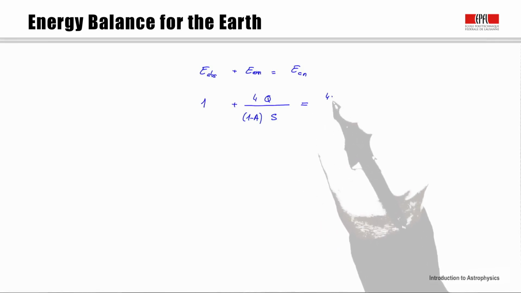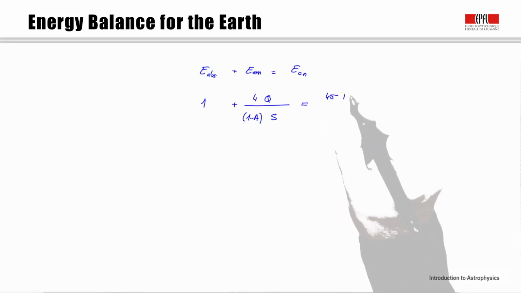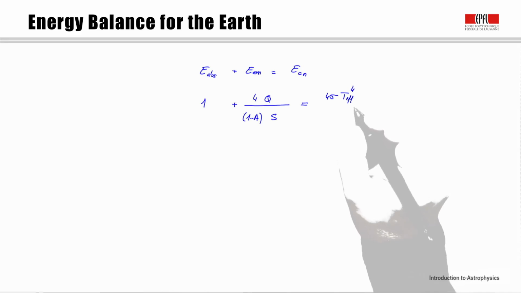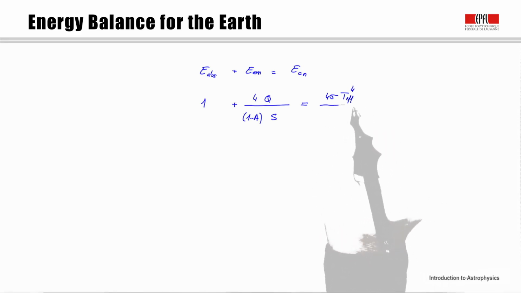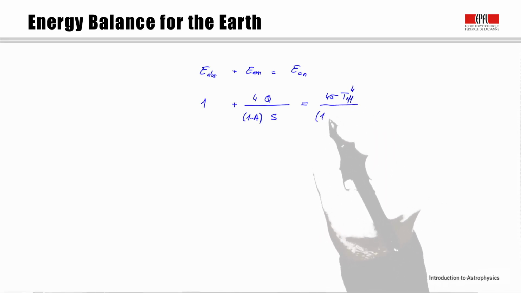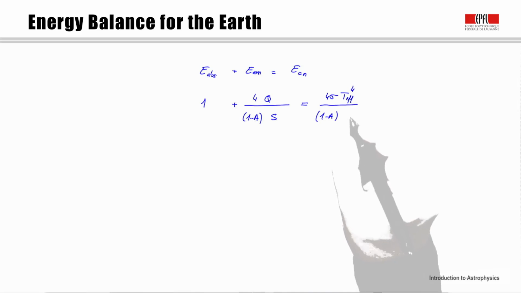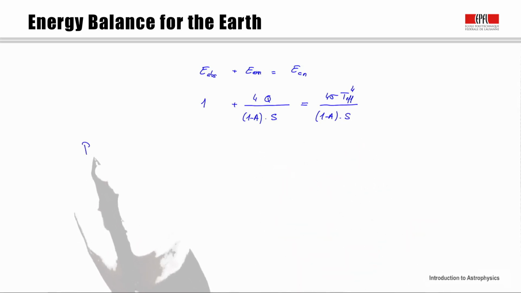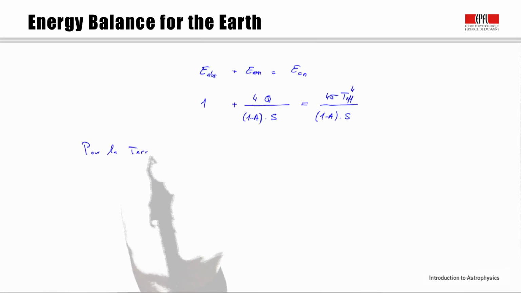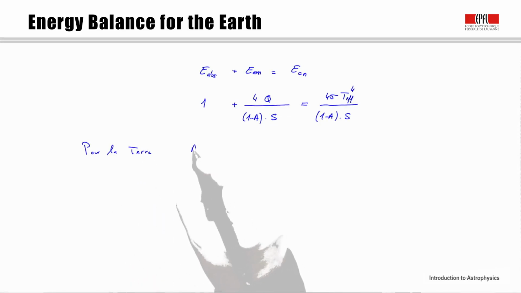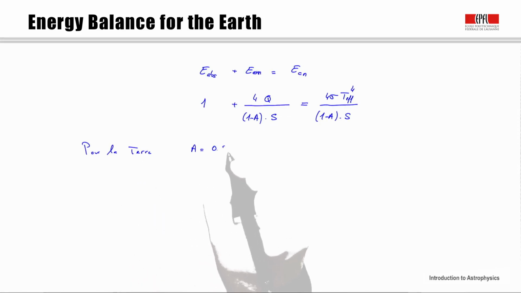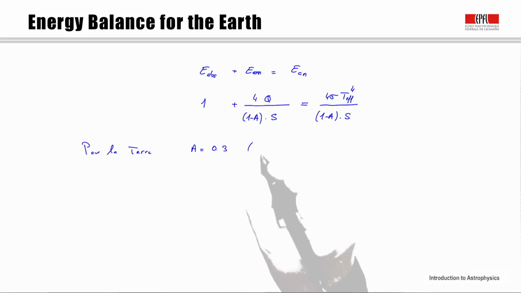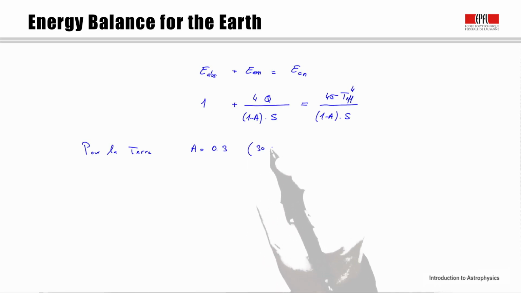So we have 4 sigma T^4, with T the effective temperature, which is actually the parameter we are interested in, over 1 minus A times S. For the Earth, A equals 0.3, which means that 30% of the light is reflected.